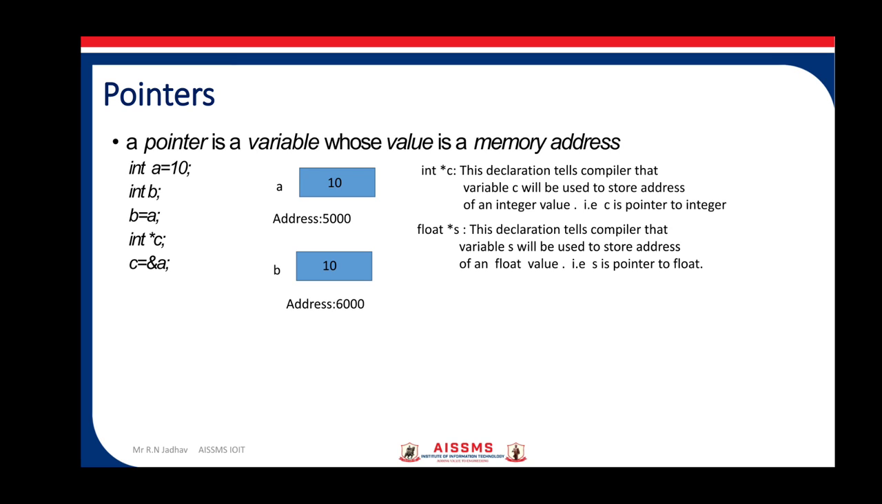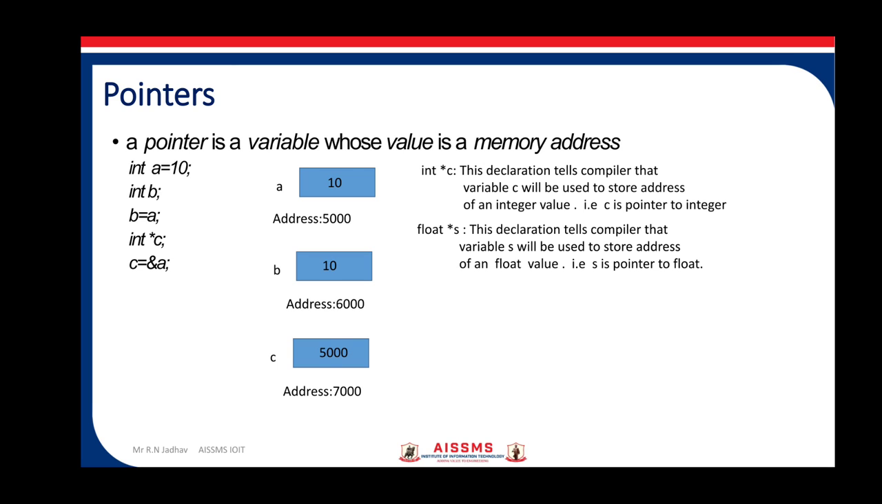Now suppose I am assigning the address of a to variable c, because a pointer stores the address of another variable. So c is storing the address of a. Once this statement is compiled, a memory location will be allocated for c. The variable c will have its own address. Now what value will be there in c? It is storing the address of a. So c is having address 5000.